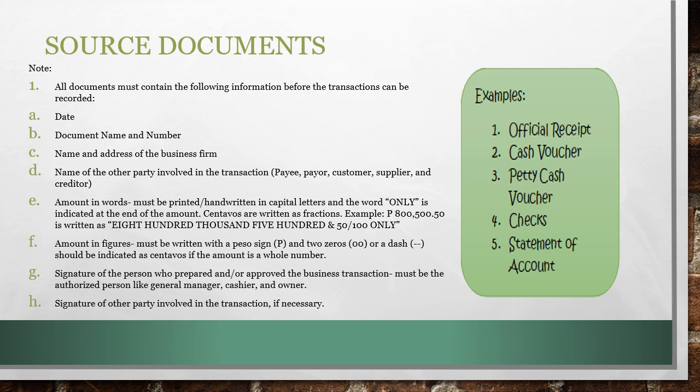So, we have examples of source documents there. Number 1, the official receipt. Number 2, the cash vouchers. Number 3, the petty cash vouchers. Number 4, checks. And then you also have the statement of account.